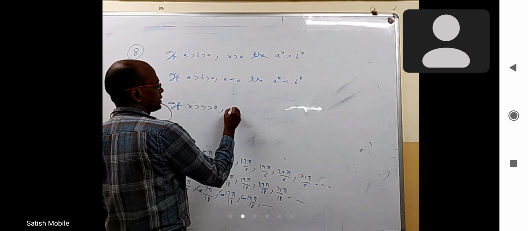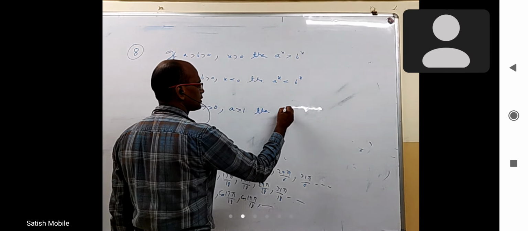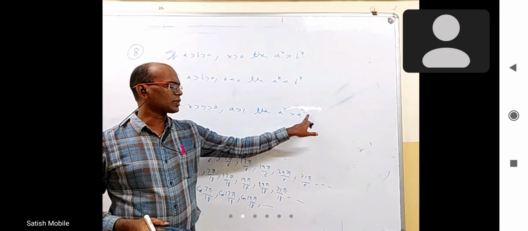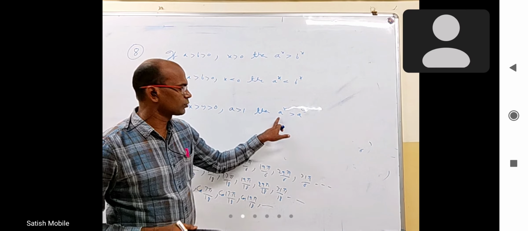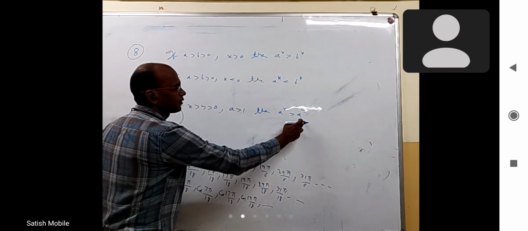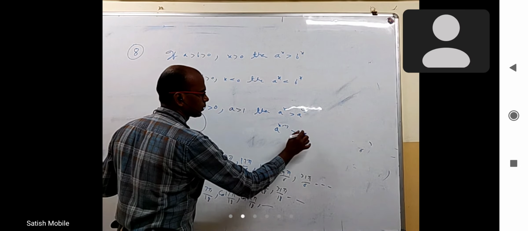For that, A should be more than 1. Then I can say A power x is greater than A power y. If this power is greater, this power is smaller, definitely this is greater than this, but that is only when base is more than 1. Why? If I divide here, you will get A power x minus y should be greater than 1. Okay?